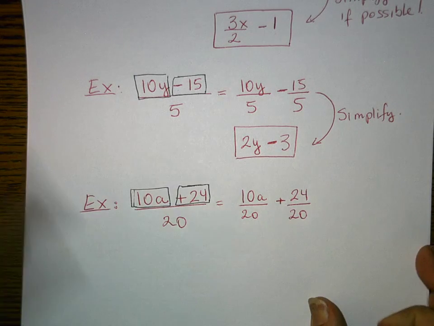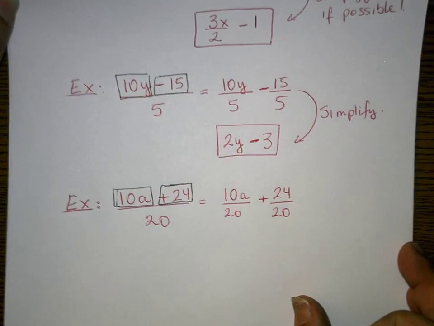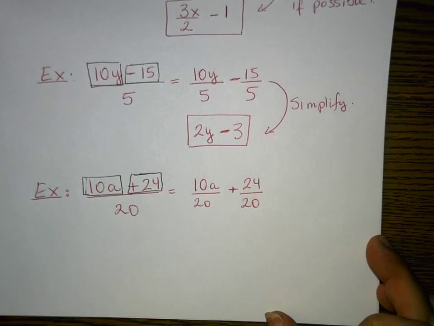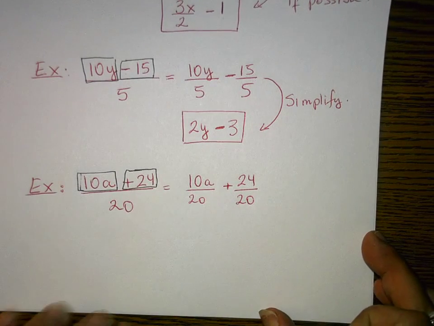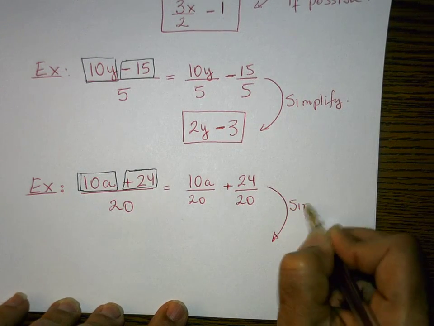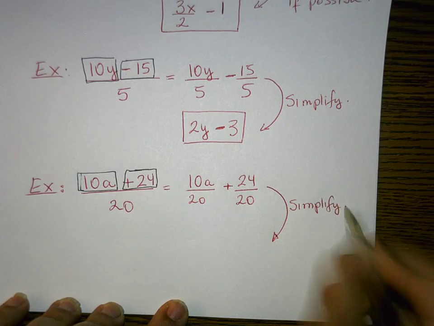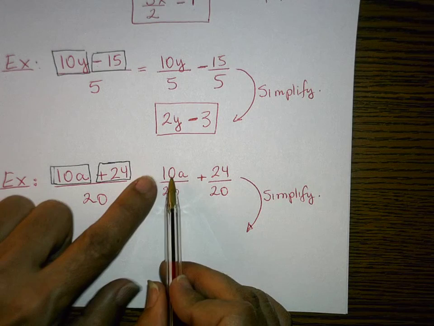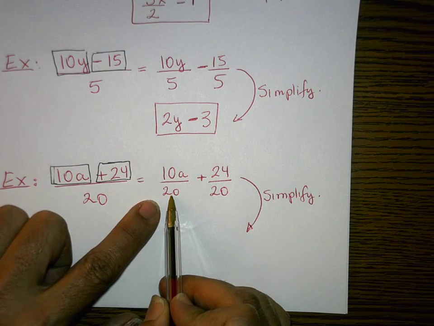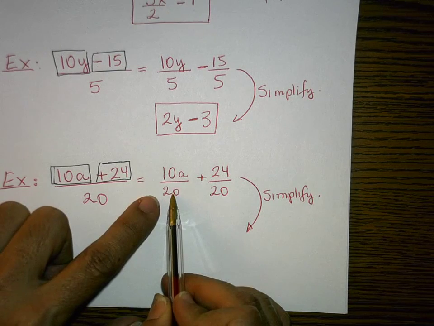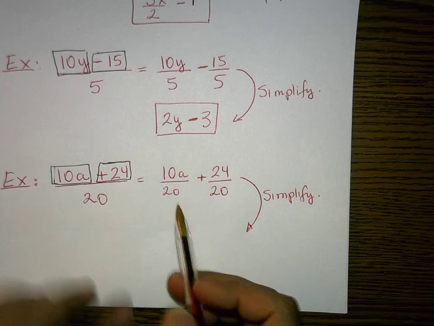Okay? It's almost done. That is not the final answer. It wouldn't give you full credit for all the points that you deserve. But let's simplify to the best of our ability. That will be my last step I need to do. Simplify. Okay? So let's see. 10 divided by 20. It's a bigger denominator than it is in the numerator. So I have to reduce it.